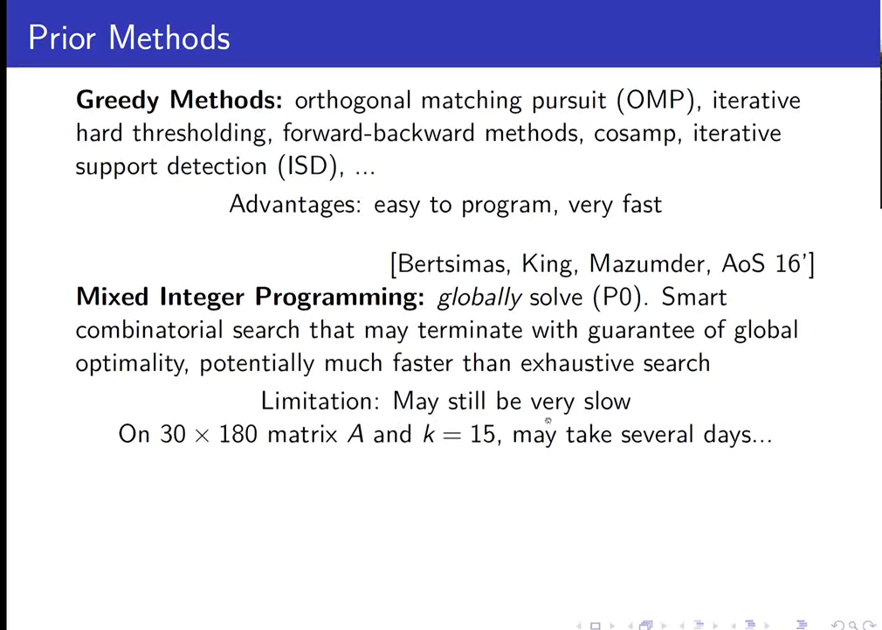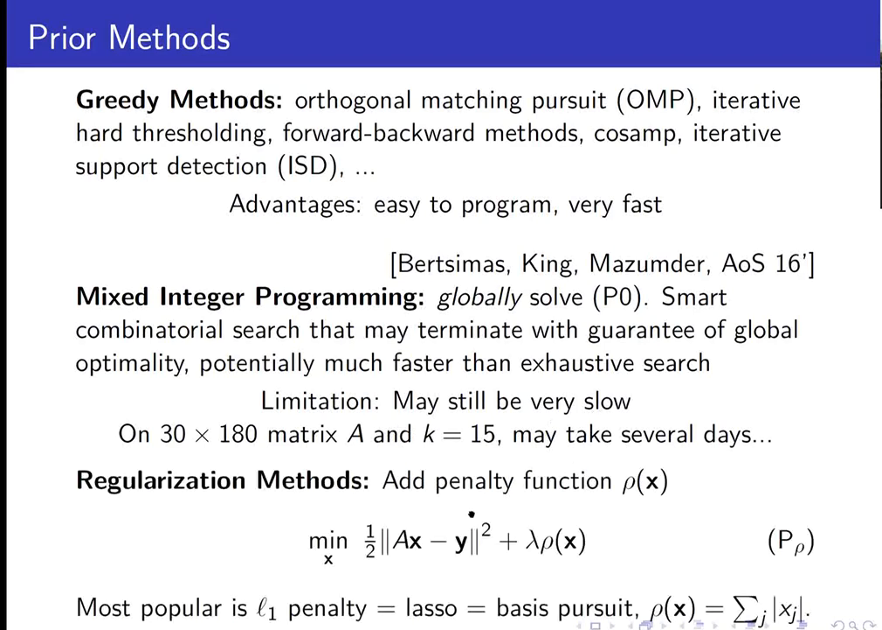Perhaps the most common methods, and this is also the concept that we're going to pursue, is to add some penalty function to the least squares objective. And the most common one is called the L1, or the Lasso, or basis pursuit. It's just the sum of the absolute values of the x's. And this promotes sparse solutions, and this problem is also convex, etc.